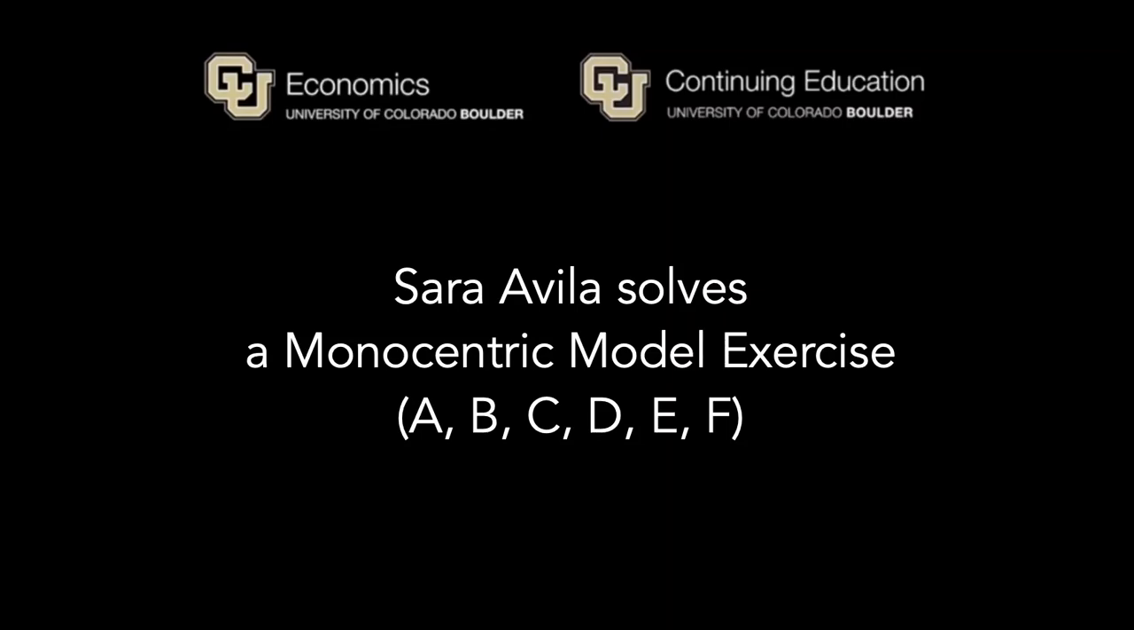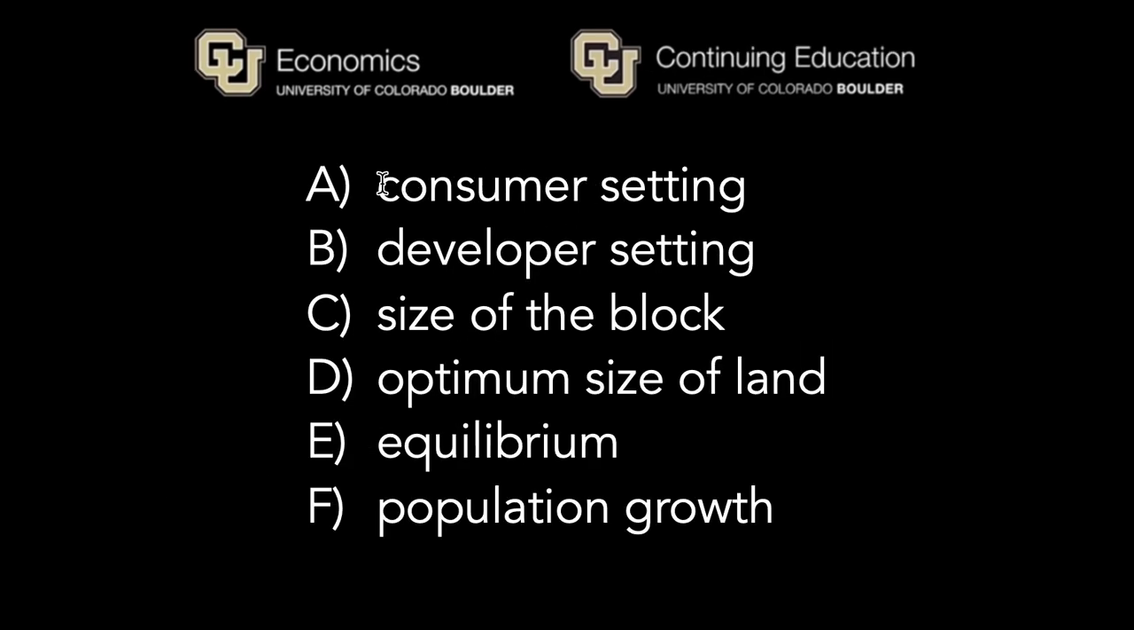Hello students, in this video we're going to solve the monocentric model exercise. In particular, we're going to start with the consumer setting, then the producer setting, which in this case is a developer. Then we determine the size of the block, then the optimum size of the land, in other words how big the city must be. Then we'll find the equilibrium. And then we'll do the same things, but now let's suppose that the population grows.